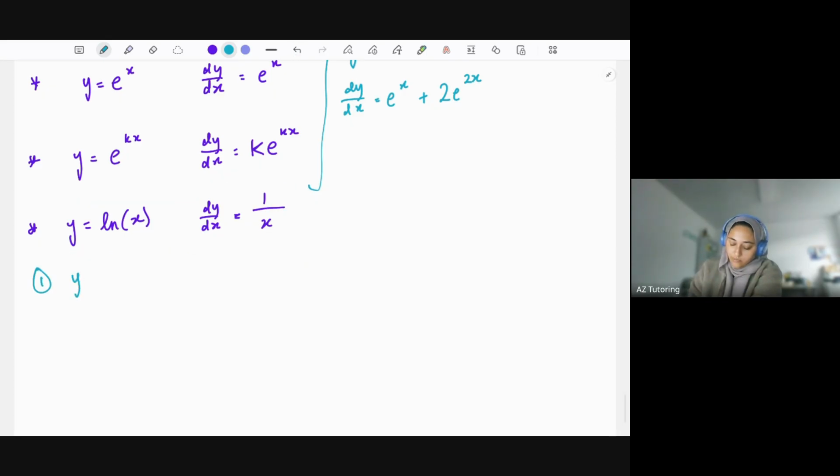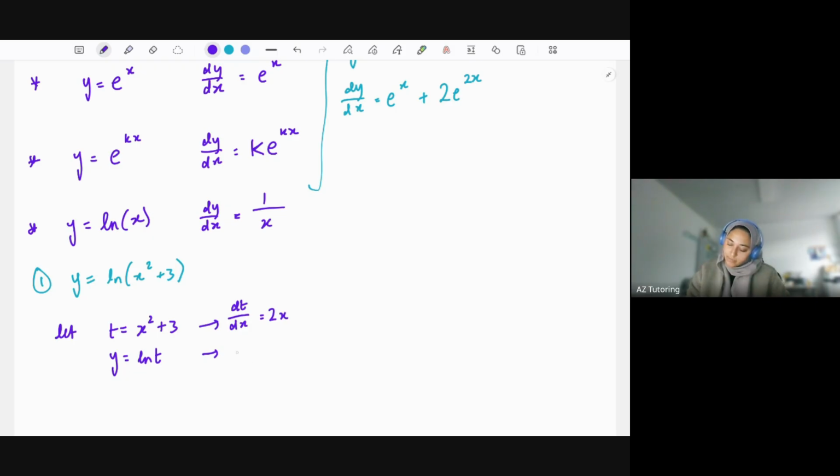Question 1. If y equals log of x squared plus 3, and I'm finding the differential of this, we're using the chain rule because we've got a function here. Just like last time, I'm going to let t equal x squared plus 3, which is this in here. Therefore, y equals ln t. Differentiating each of these, dt over dx is just 2x, and dy over dt is just 1 over t. So this is the rule that we just used up here.